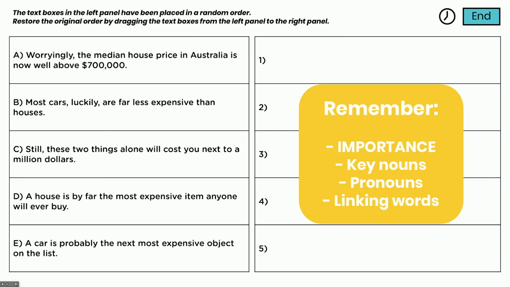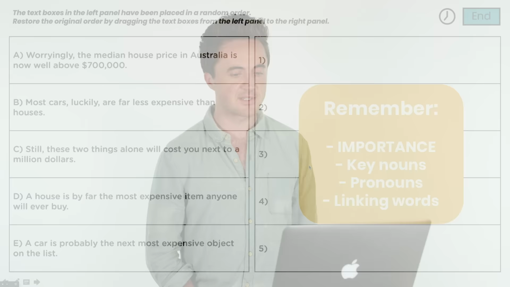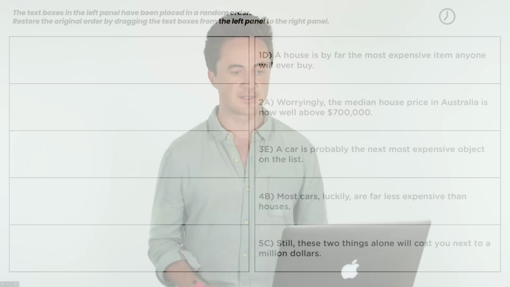Okie dokie, how did you go? Let's take a look at this. There are two ways to structure this, but there's a better way and a slightly not so good way. Okay, this is the correct sequence here. And again, it's by order of importance.